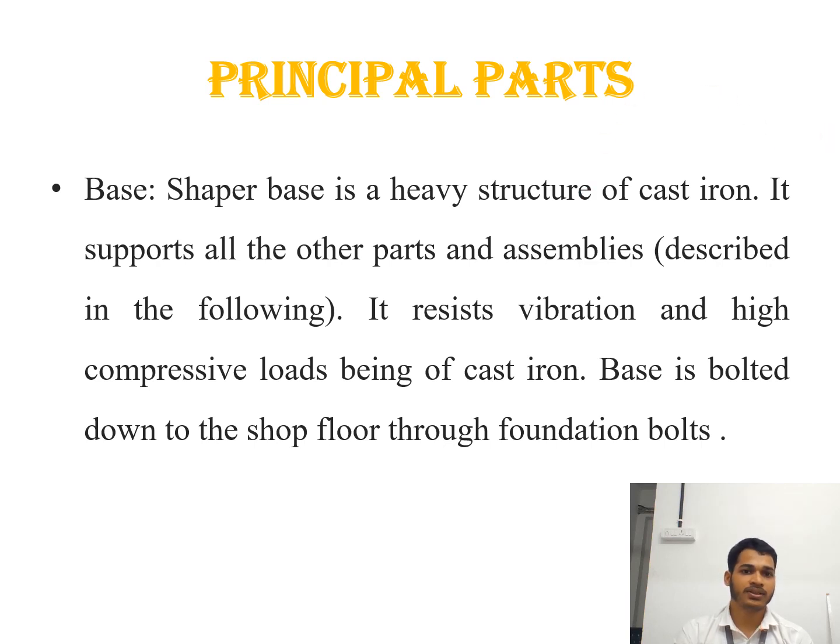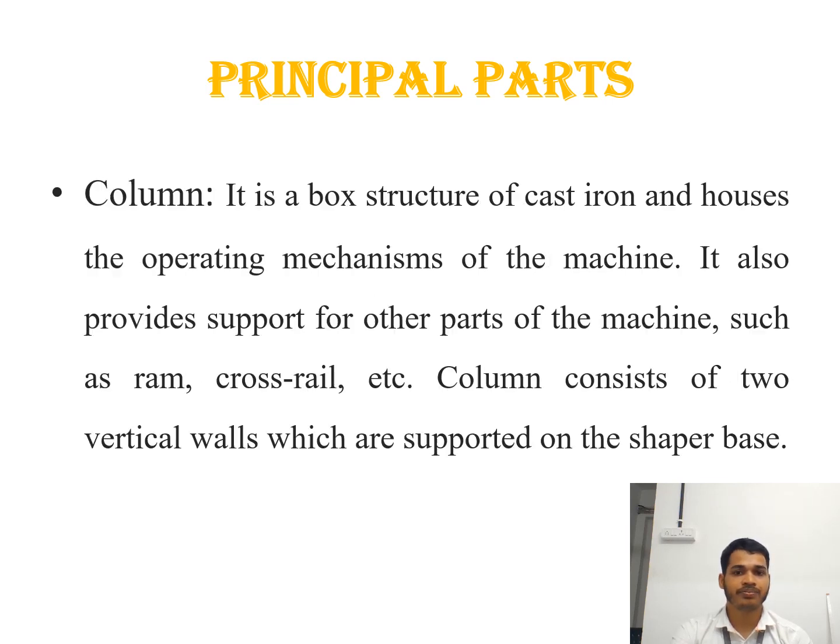Principal parts: base. The shaper base is a heavy structure of cast iron. It supports all the other parts and assemblies, and being of cast iron, it resists vibrations and high compression loads. The base is bolted down to the subfloor through foundation bolts. Column: it is a box structure of cast iron and houses the operating mechanism of the machine. It also provides support for other parts of the machine such as the ram and cross rail. The column consists of two vertical walls which are supported on the shaper base.